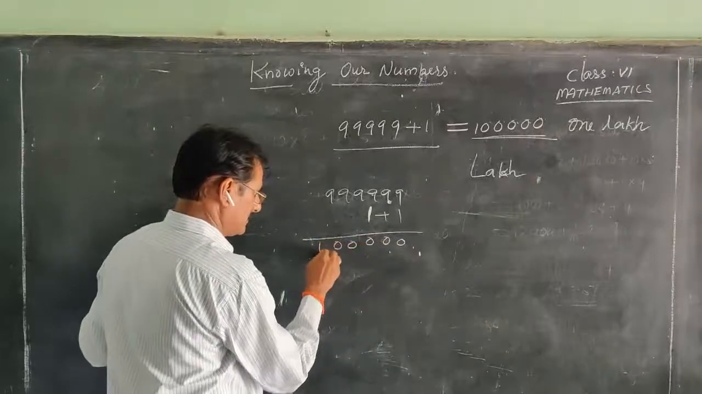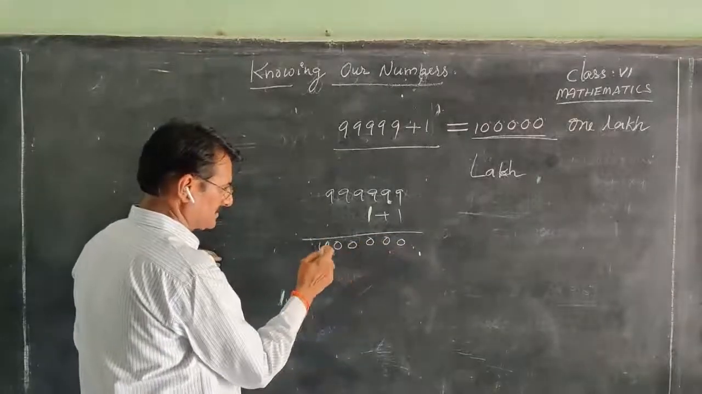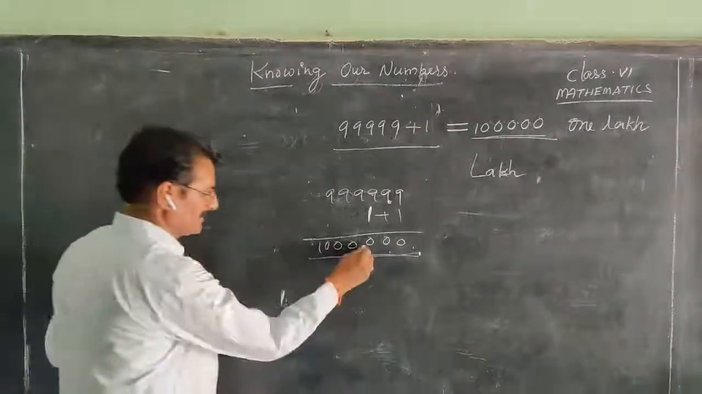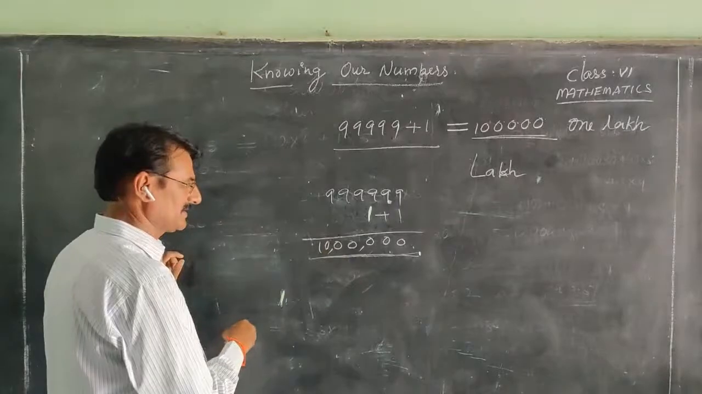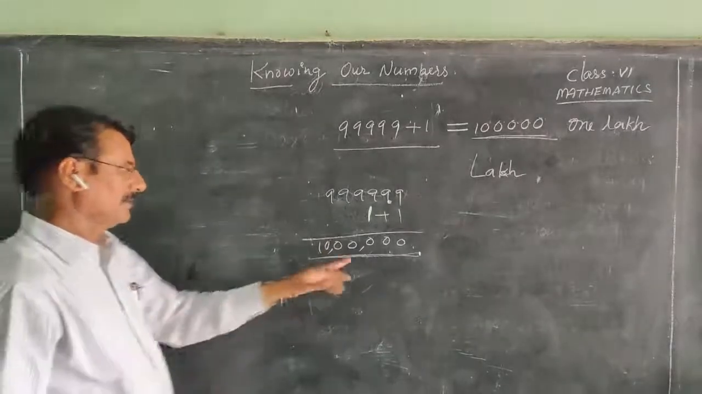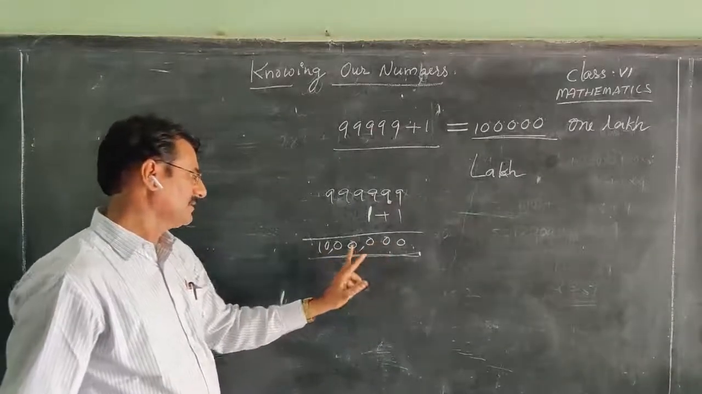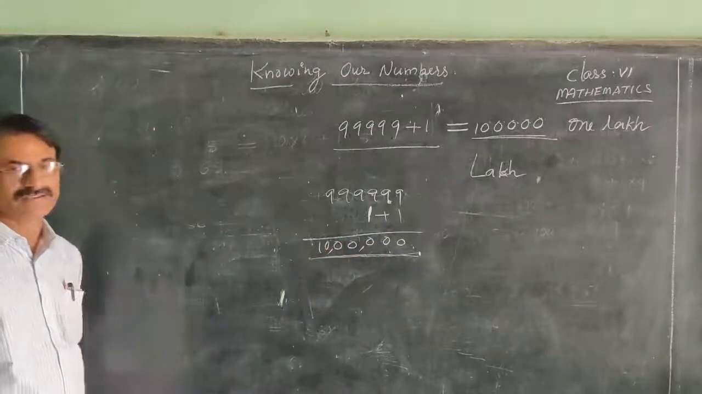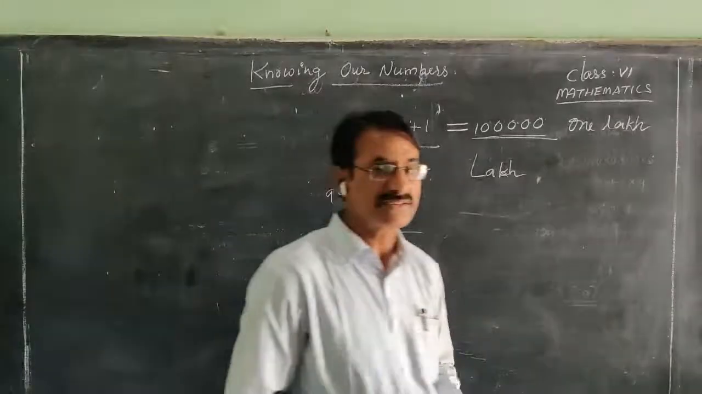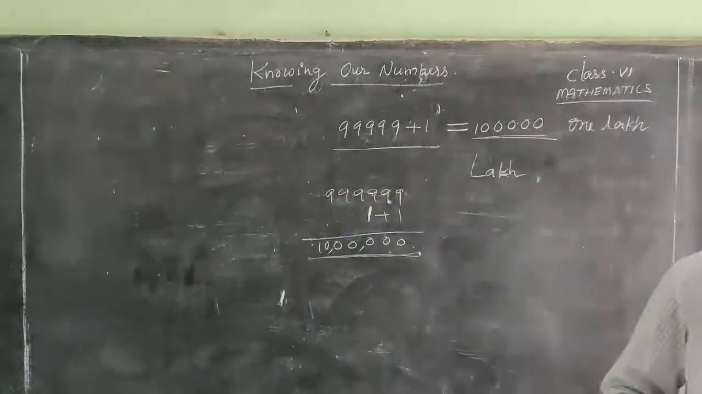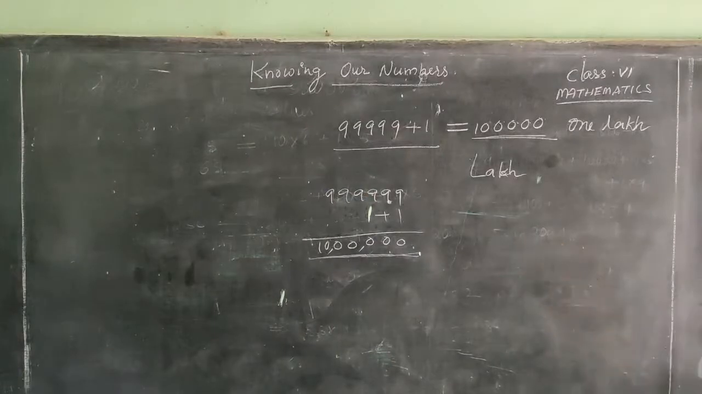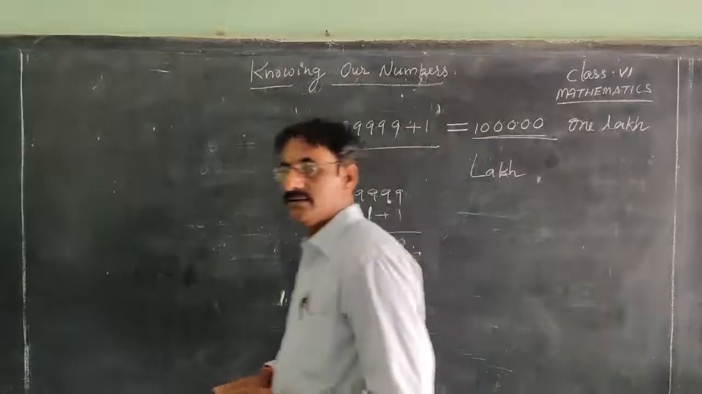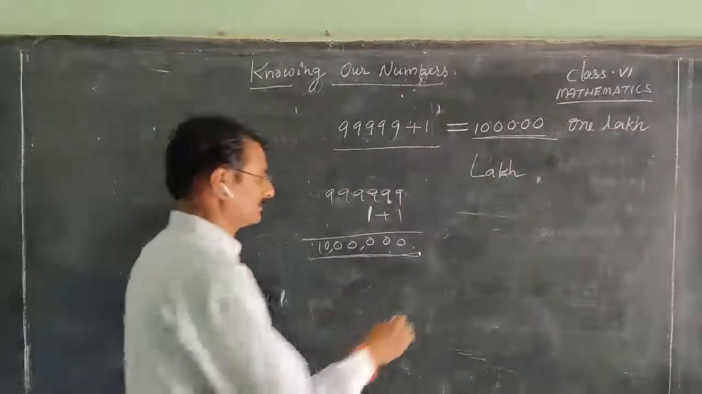1, 2, 3, 4, 5, 6, 7. Generally, we use the commas like that. 100, 1000, 10,000, lakh, 10 lakh. It's 10 lakh. 10 lakh is the smallest 7-digit number. Name of this number: 10 lakh.